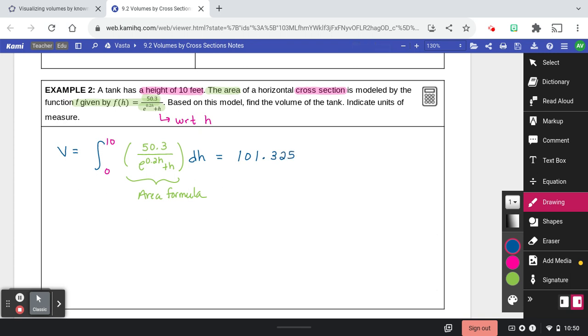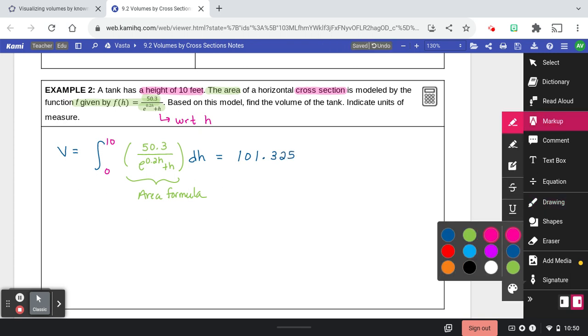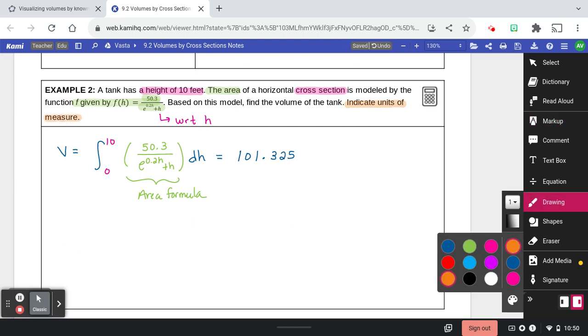101.325. Now, it does say in the directions here that we want to indicate units of measure. Anytime you find a volume, your units are going to be cubed. So feet cubed, meters cubed. In this case, because the height of the tank is being measured in feet, we would say that the volume of the tank is feet cubed. And this would be your answer.